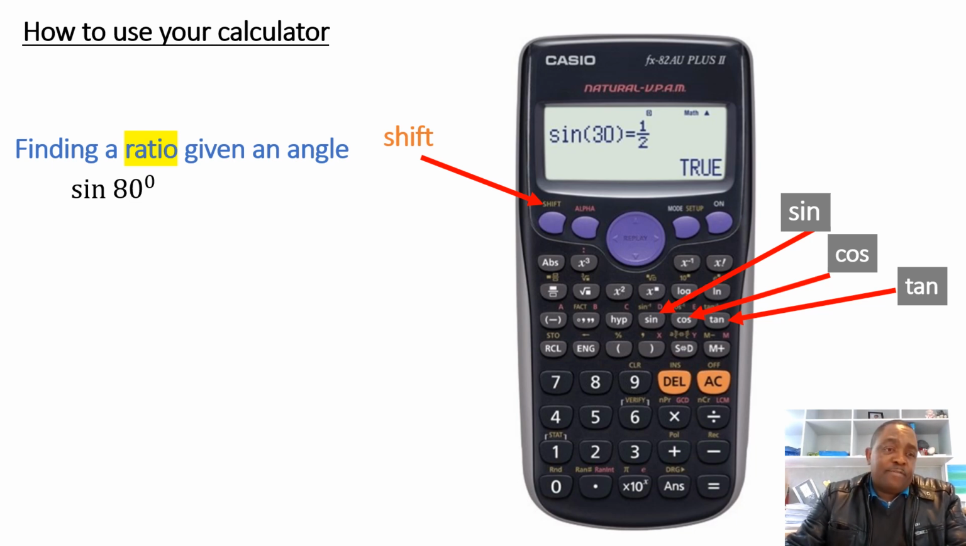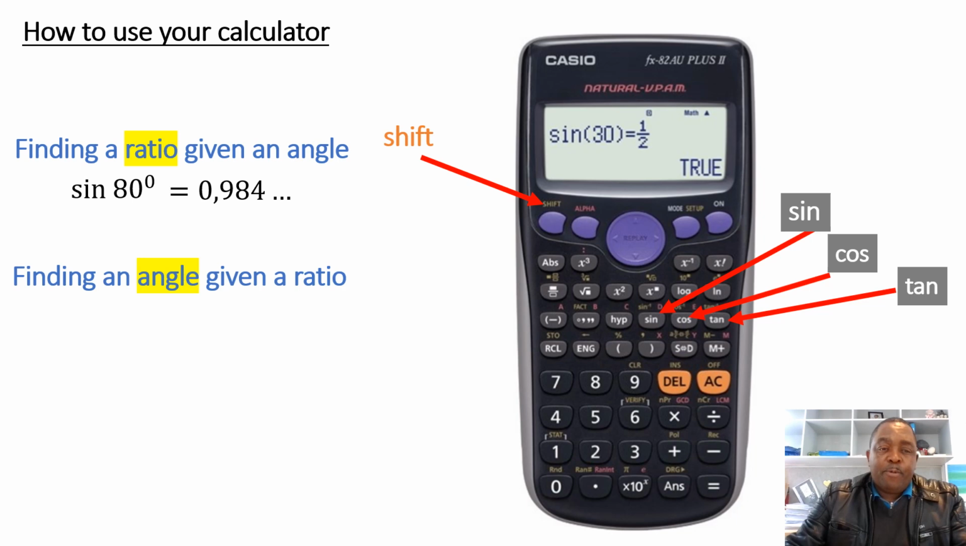punch everything as is. For instance, sine 80 is just 0.984, which is easy and straightforward. There are a lot of other digits that come after that. Obviously, you would have been asked to round off accordingly. But when we're solving equations, you're actually finding an angle given the ratio that would have been in the equation. For instance, cos x is equal to 0.652. We're given the ratio is 0.652. We need to know what angle gives that ratio, and that now you are looking for in an unknown.